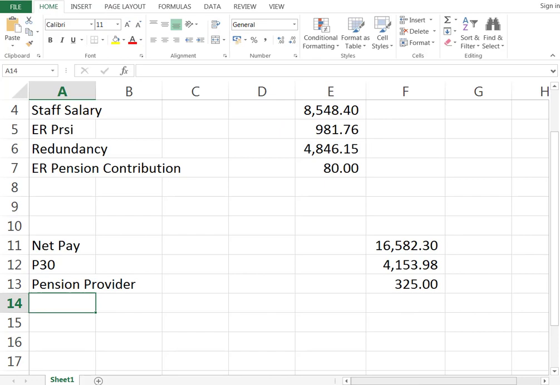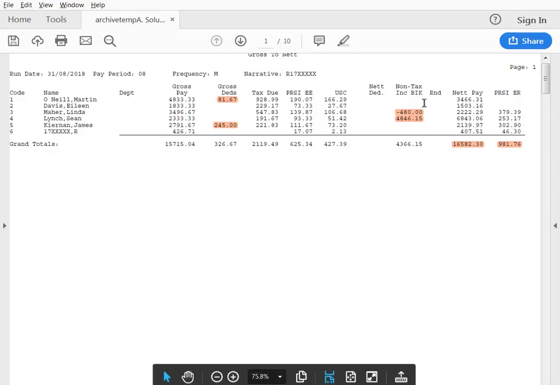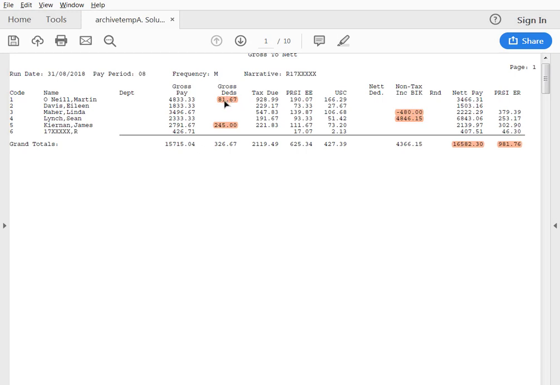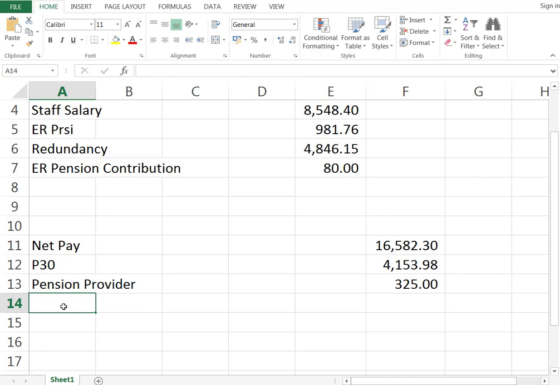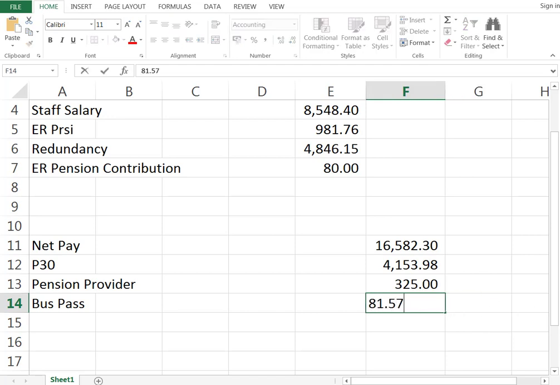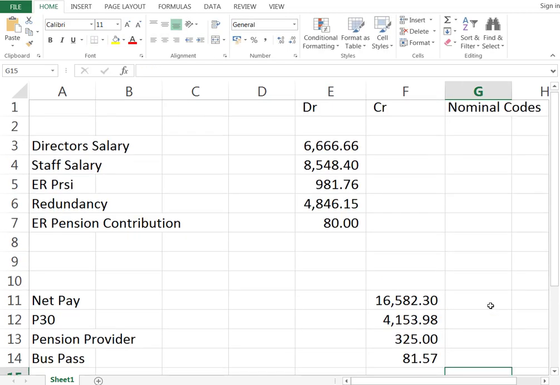Okay, what else do I owe? When I look back at my piece here, I see this 8167 that I haven't accounted for yet. And as you account for them, you want to go tick, tick, tick, tick. Okay, you want to tick them as you account for them so that you know that you've covered them all. And if you haven't covered them all, you need to go back and look and see how or where does that affect the money that I've got to pay. So I've got my bus pass, and that is 81.57.